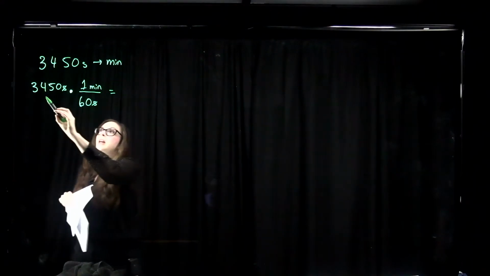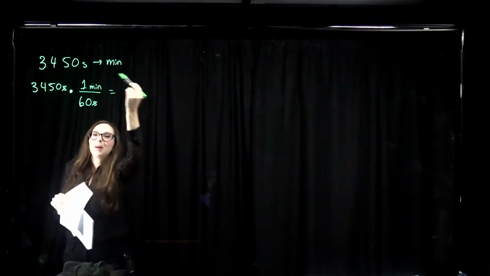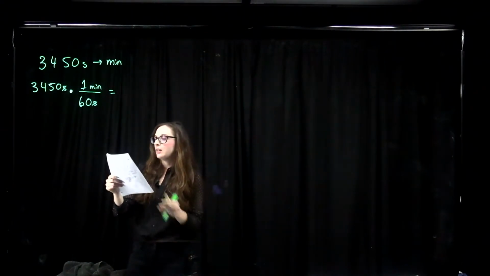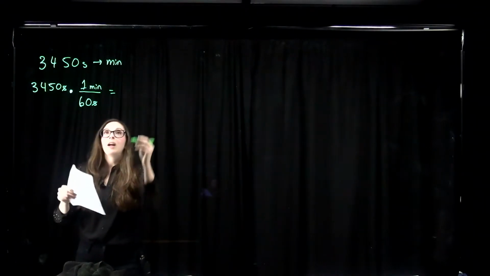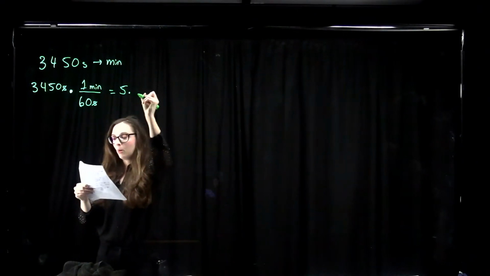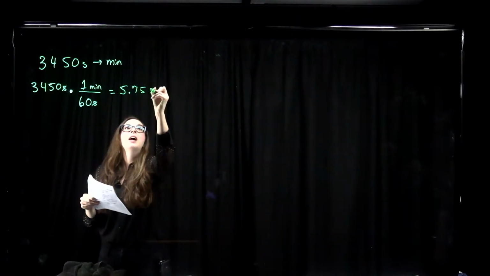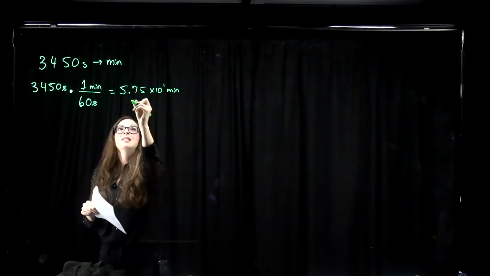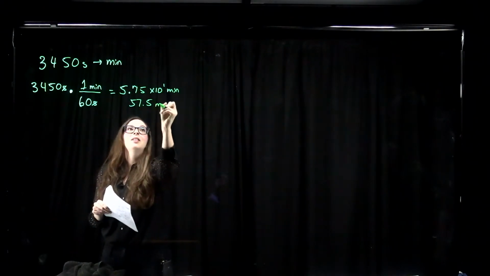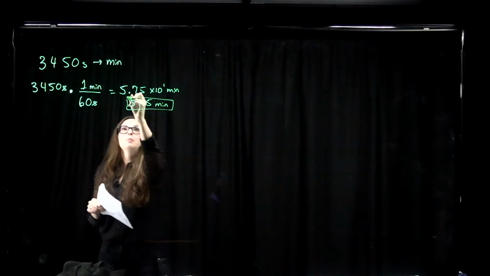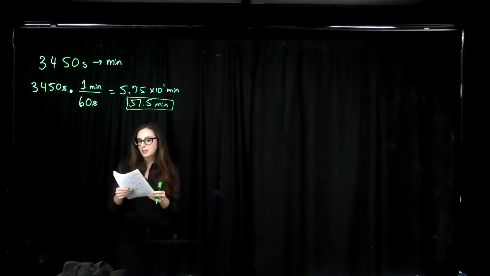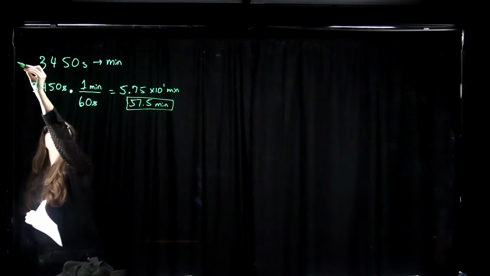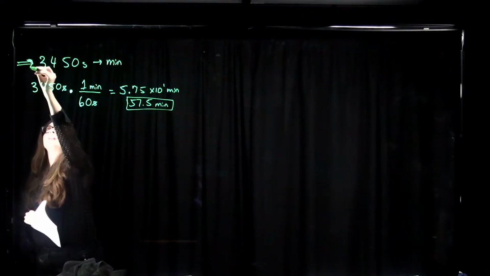And so what I do is I take 3,450 multiplied by 1, and then I divide by 60 in order to go from seconds into minutes. And so if I do that, I find that my answer is 5.75 times 10 to the 1 minutes. Okay, that's the same thing as 57.5 minutes. Okay, so that's a pretty simple one going from seconds to minutes. Let's do another one. So I'll just put an arrow here to say that's where we started from.